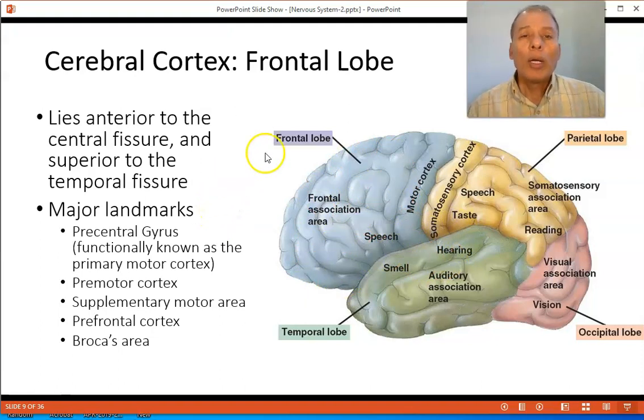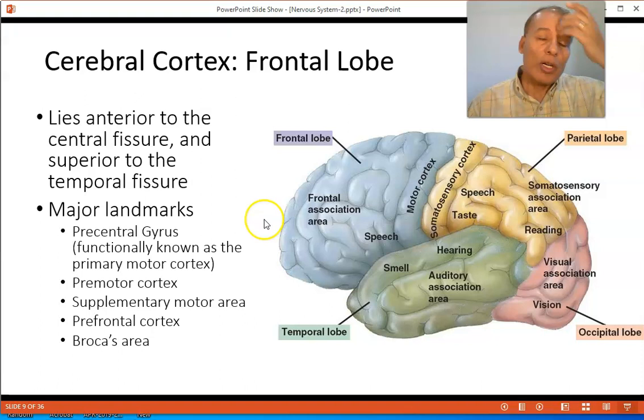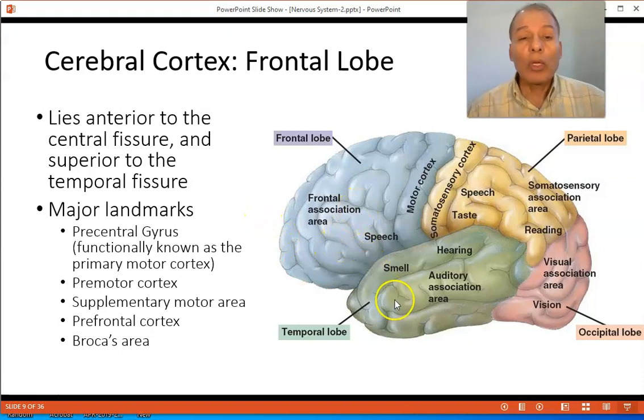The frontal lobe begins from the central fissure, and it is anterior, so it is all the part of the brain that is anterior to the central fissure, and it is separated from the temporal cortex by the lateral fissure. So you need to describe in words the boundaries of each of these lobes. And then you need to focus on certain landmarks, certain major areas of every lobe, and their function.